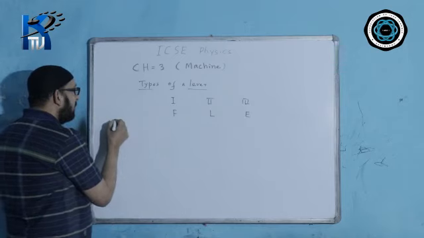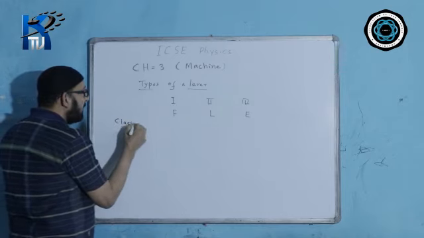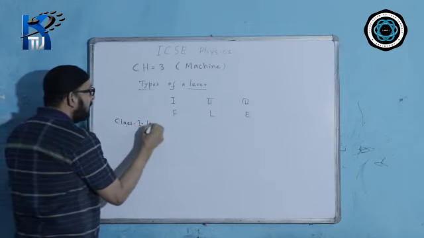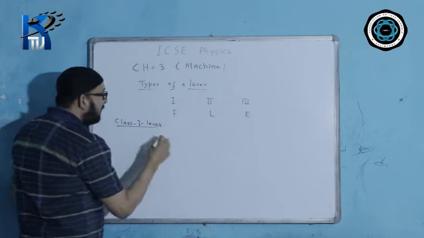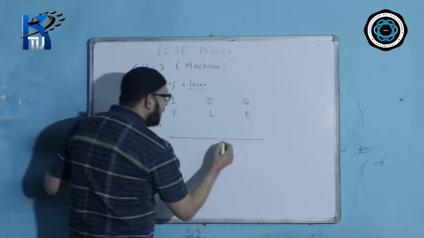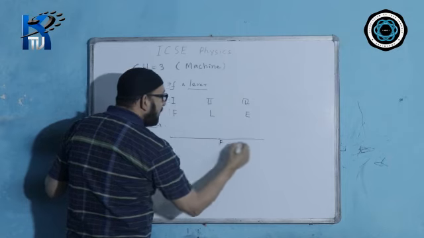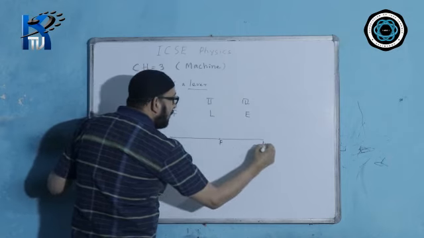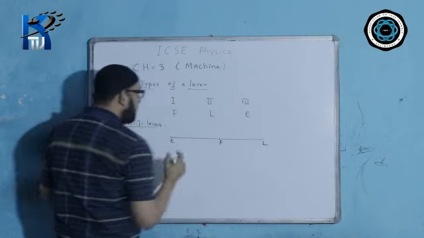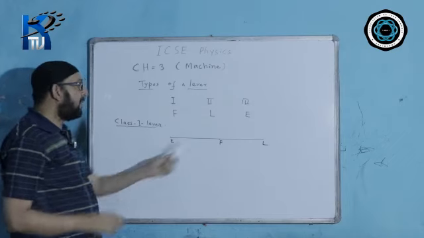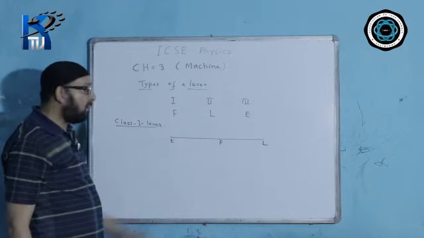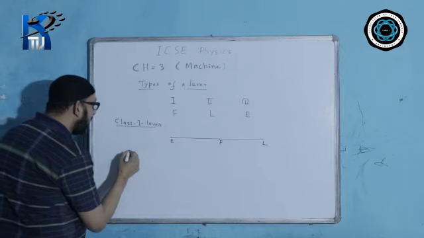So let us see class 1 lever's example. Class 1 lever will have the fulcrum in between the load and the effort. This is a class 1 lever. The fulcrum will be situated anywhere in between the load and the effort. What are the examples of class 1 lever? We'll check that.